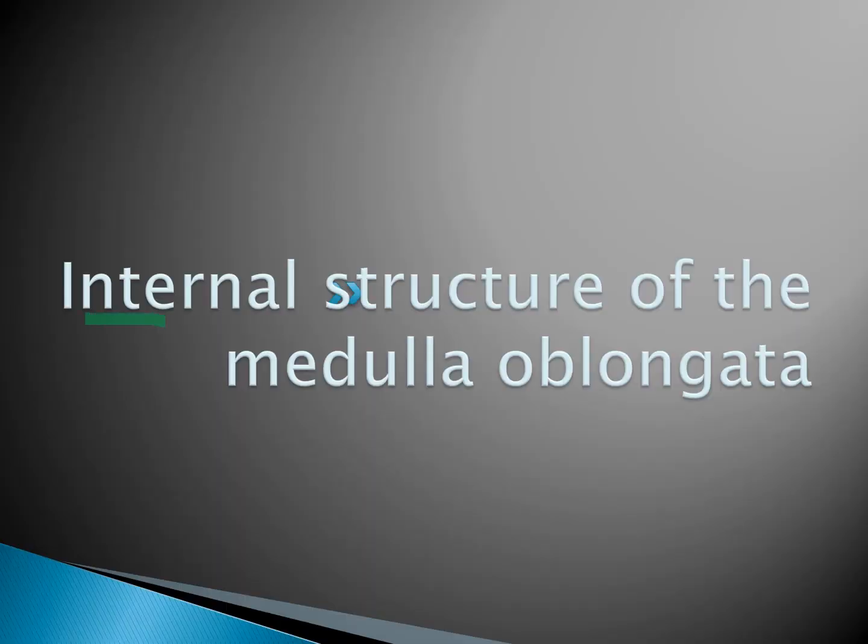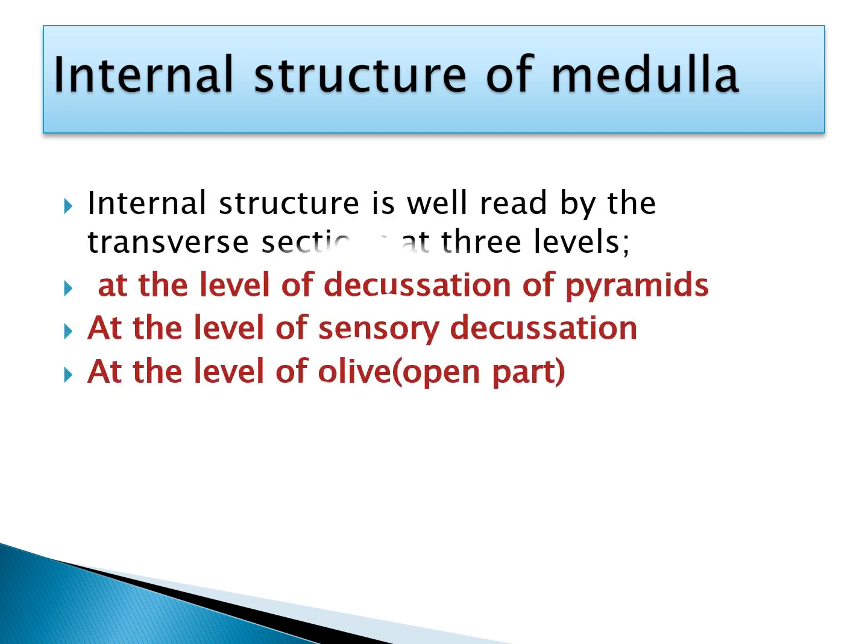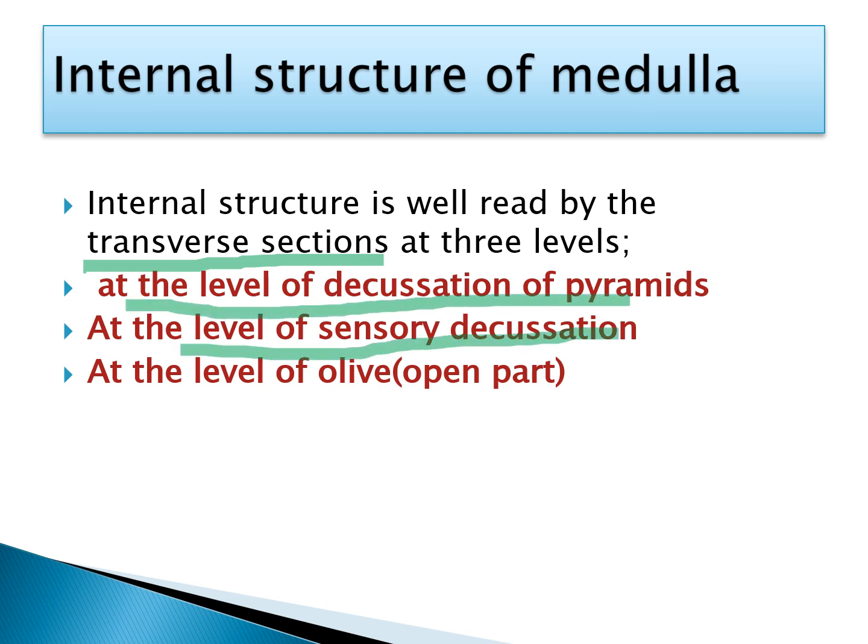Now we have started with the internal structure of the medulla oblongata. Your questions may be external features separately, internal structure of medulla oblongata separately, or together as an essay. So you have to see the question and answer appropriately. Internal structure of medulla oblongata, we have to see under three levels: transverse sections at the level of decussation of pyramid, at the level of sensory decussation, at the level of olive or the open part. So these two are the closed parts and only one open part we have, that is at the level of olive.